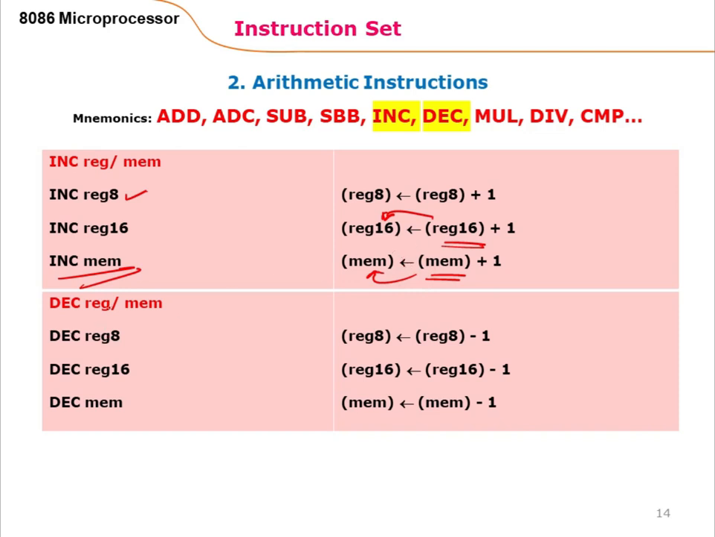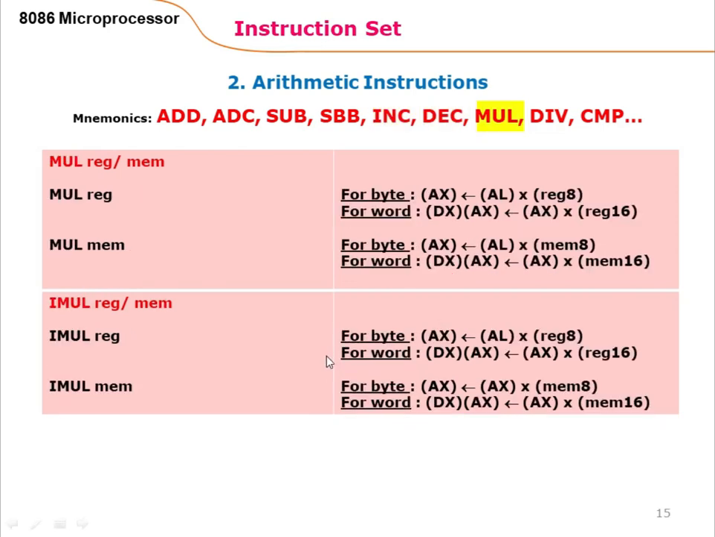So similarly the decrement instruction works. The decrement register or memory decrements the contents of the given register. Either it may be an 8-bit or it may be a 16-bit. So the contents are decremented by 1, or either it may be a memory location. So the contents of an 8-bit register or 16-bit register or memory location are decremented by 1, and the value is stored in the respective register or memory location.